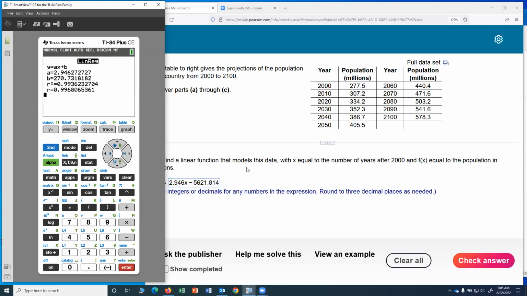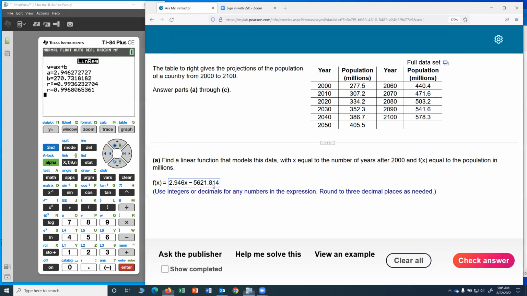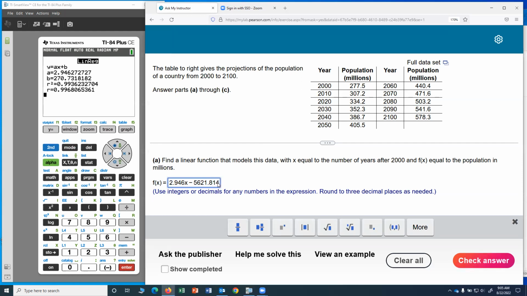So this student, in asking the question, got the correct slope, but the wrong y-intercept. And that was probably because the years were not adjusted. That's my best guess for why the y-intercept was incorrect. So if we come back over here and put in the correct y-intercept, and they say round to 3 decimal places, so I'll get 2.946x, and then my y-intercept will be 270.732, because I want to round correctly to 3 decimal places.